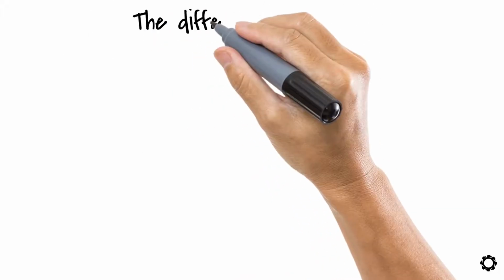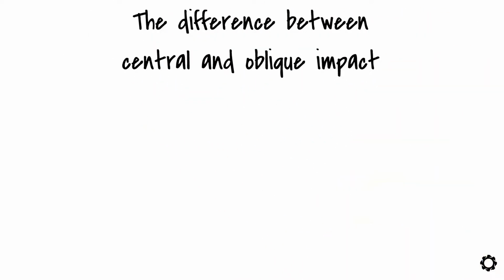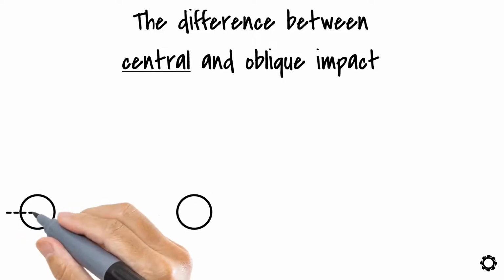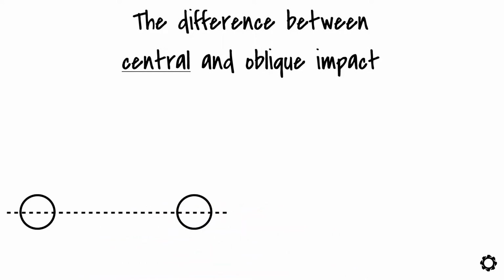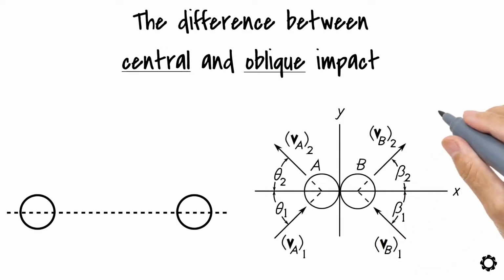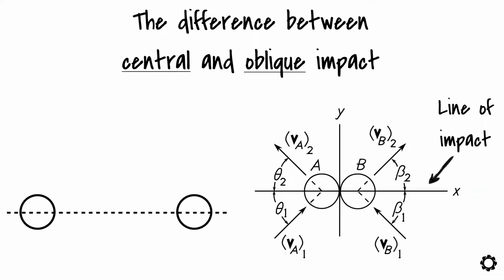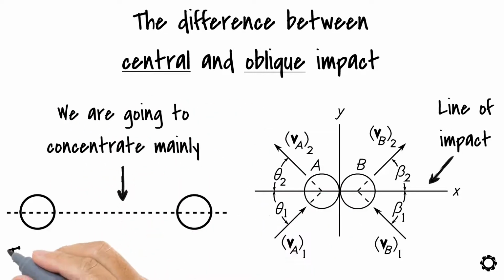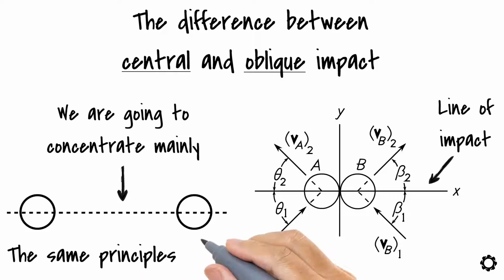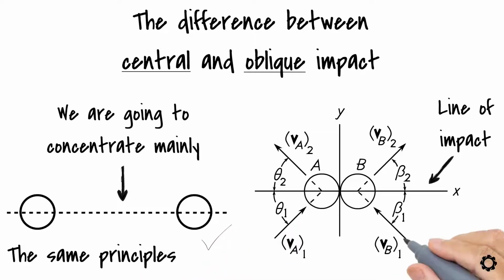Well, the difference between central and oblique impact is that in central impact, two particles are colliding with each other in the direct direction along the line of impact that is passing through the mass centers of the particles. Whereas in oblique impact, this collision occurs at an angle with the line of impact. In this video, we are going to concentrate mainly on central impact, but the same principles that are applied in central impact are also applied in oblique impact.